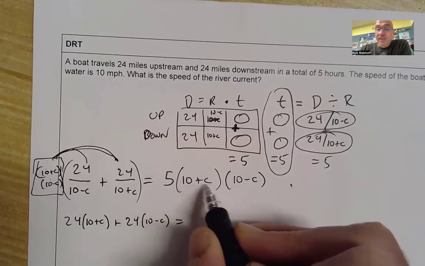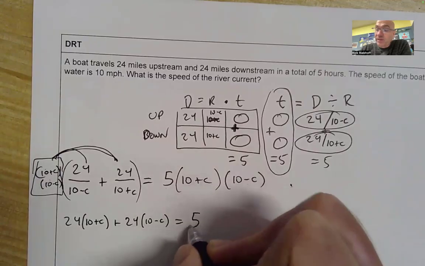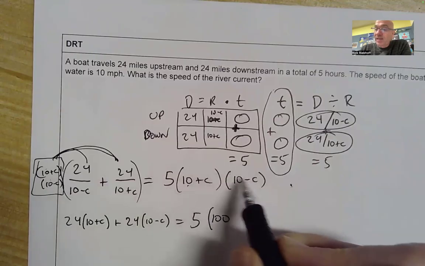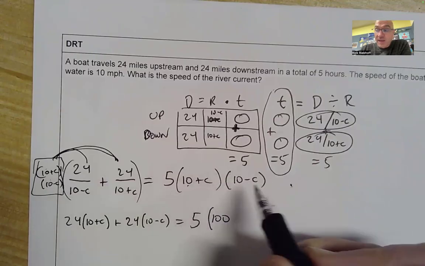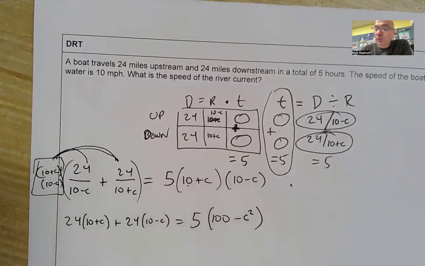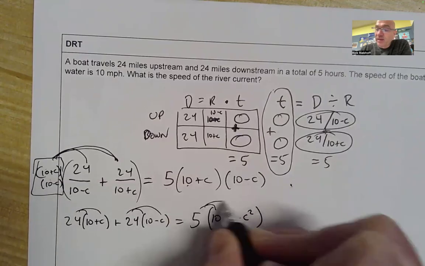If I have something plus something and something minus something, that's a difference of perfect squares, right? So that's going to be 10 times 10, which is 100, minus 10c plus 10c, the middle terms cancel out, and then minus c squared. Cool, cool. All right, let's distribute here and here and here.